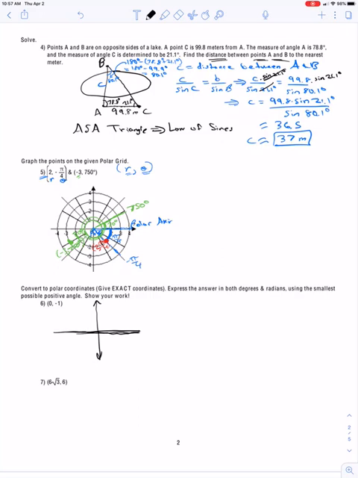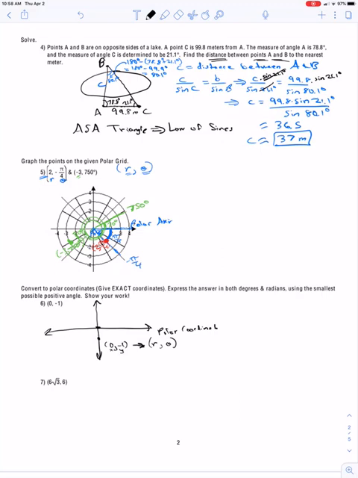Let's go ahead and draw in our x and y axis, as we plot the point (0, negative 1) down here on the y-axis. Now we want to convert this over. So there's x and y, rectangular coordinates, and we want to convert to r and theta. We want polar coordinates, so let's map that with polar coordinates.